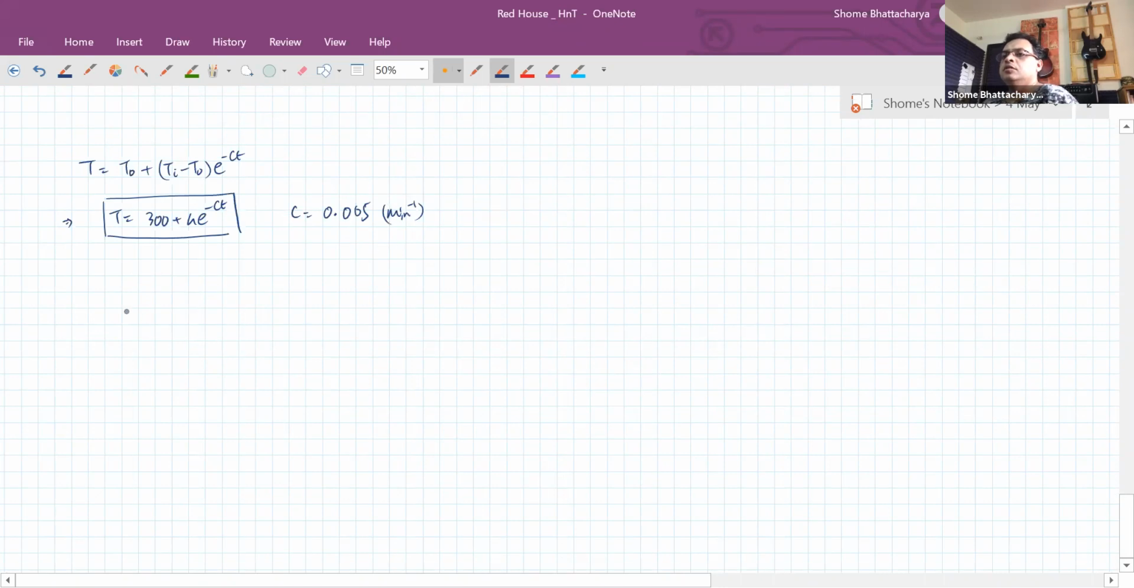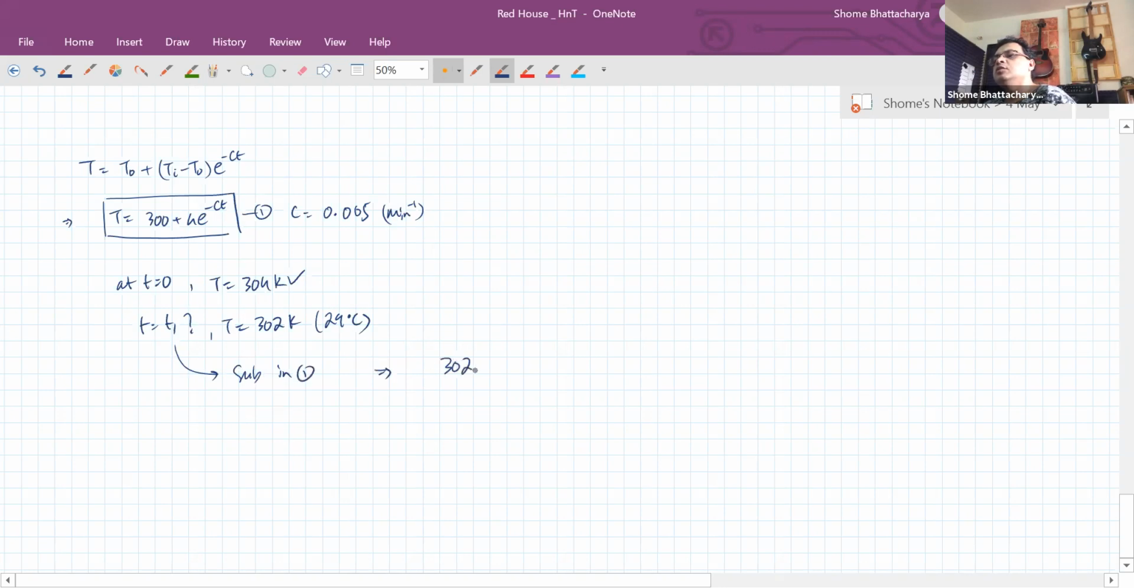Okay. So now you can see that at T equal to 0, the temperature is equal to 304. That's okay. But at some time, let's say T1, the temperature is equal to 302 Kelvin, or that's 29 degrees C. So you want to find this time T1. So substitute this in equation 1. So 302 should be equal to 300 plus 4 e raised power minus Ct1. So this equation will give us the value of T1.